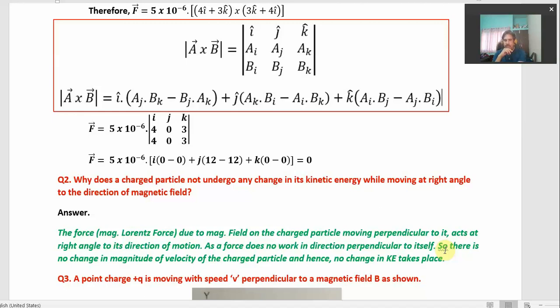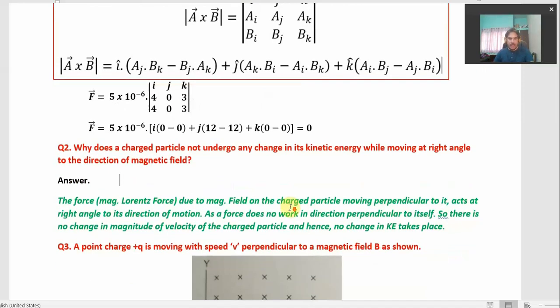So here a force would do work in terms of changing the magnitude. But in this case, there will be no work done because the force acting is perpendicular to the direction of motion of the charged particle. And hence there will be no change in the magnitude of the velocity of the charged particle. And because there is no change in the magnitude of the velocity, and kinetic energy is concerned with the magnitude of the velocity with which the charged particle moves, kinetic energy will also remain the same, or we can say unchanged. So this is the reason.